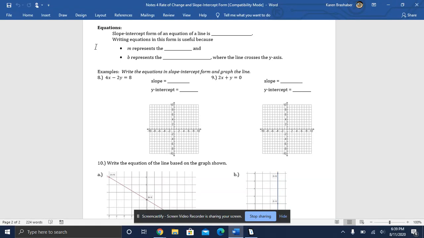Right, we're going to now move on to equations of lines. Our first set of instructions is about identifying slope-intercept form. That slope-intercept form is y equals mx plus b. In that form, the m represents the slope, and the b represents the y-intercept.